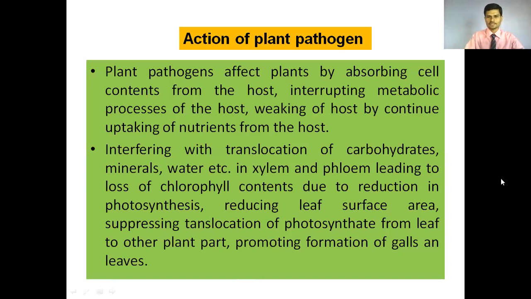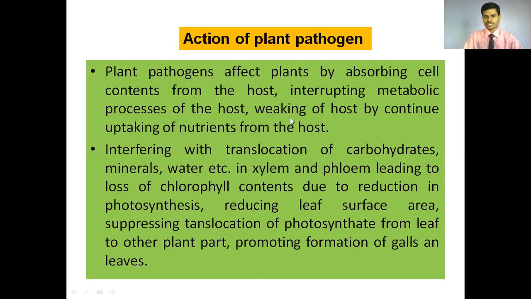Now, how does a pathogen actually cause disease in the plant? Let's see in brief the mechanism of disease cause. Plant pathogens affect the plant by absorbing cell content with the help of haustoria. The mycelium of the fungi develops a knob-like or pin-like structure called haustoria, and by the use of that haustoria, the pathogen absorbs nutrition from the host cell and thereby interrupts the metabolic processes of the host.